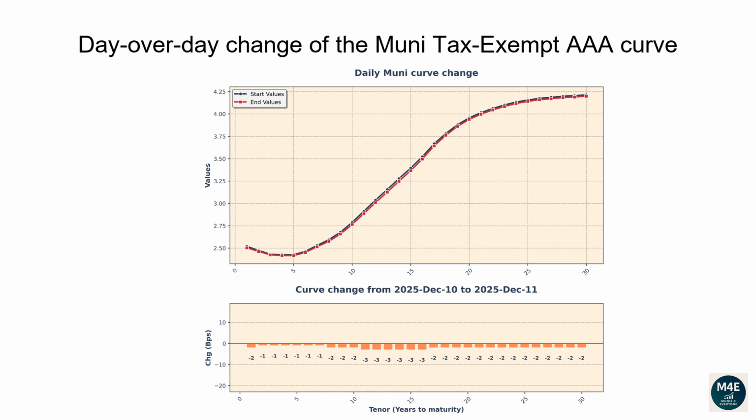The one-year tenor changed -2 basis points. The 2-year tenor changed -1 basis points. The 5-year tenor changed -1 basis points. The 10-year tenor changed -2 basis points. The 20-year tenor changed -2 basis points. The 30-year tenor changed -2 basis points.